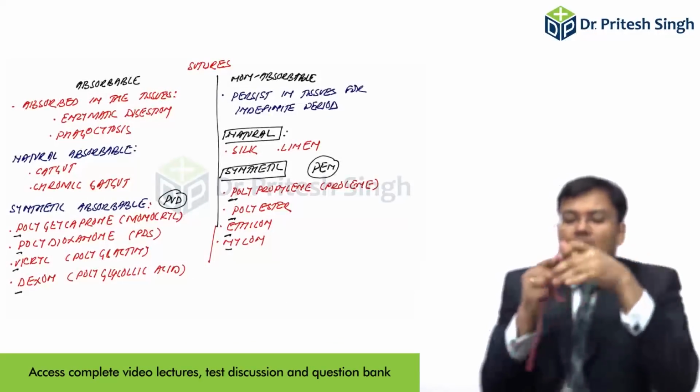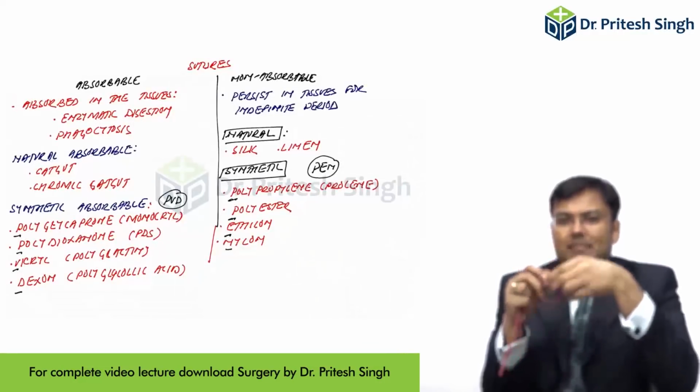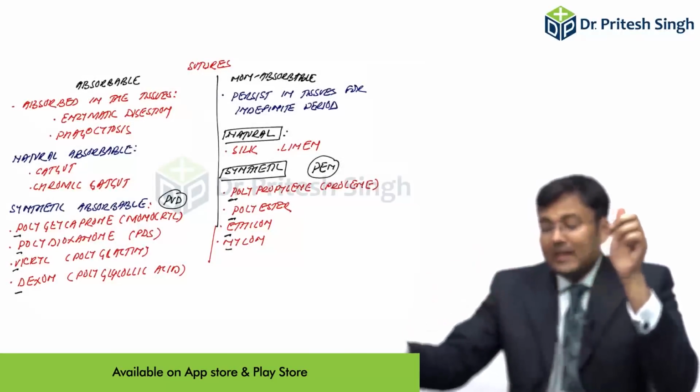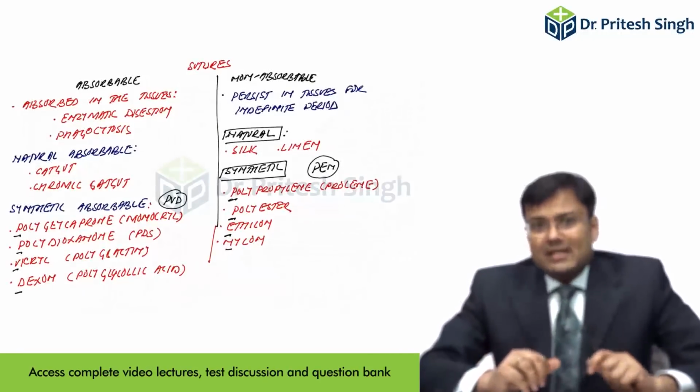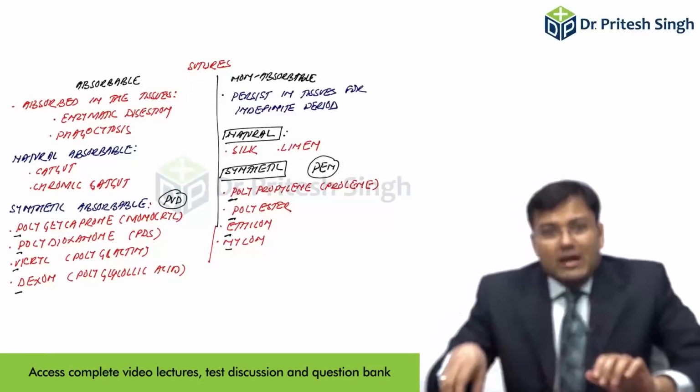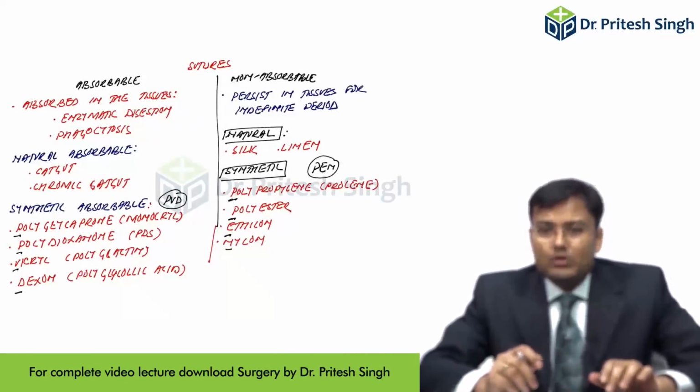Bacteria can lodge into these crevices. Advantage: the knots are very stable. But the disadvantage is there is increased risk of infection. So have a look at the differences between monofilament and polyfilament sutures.